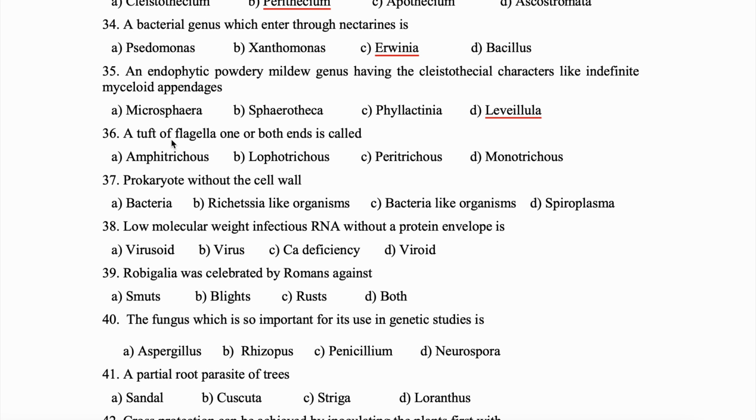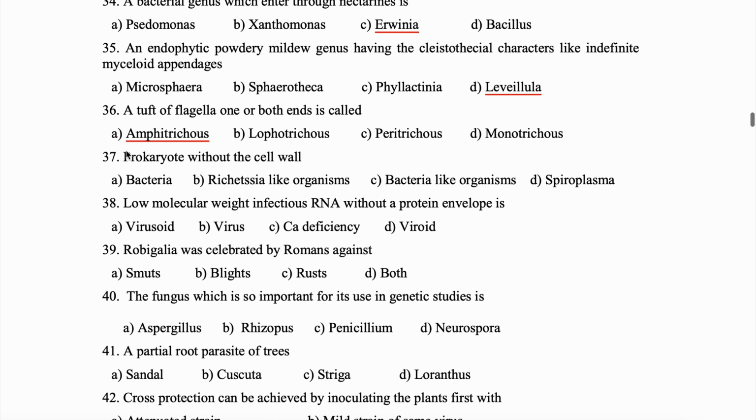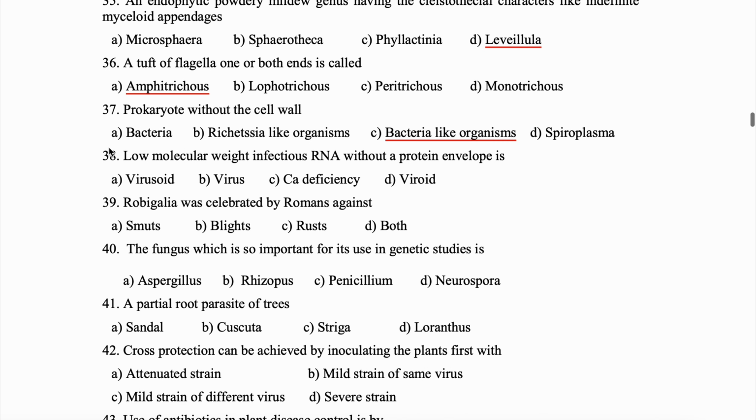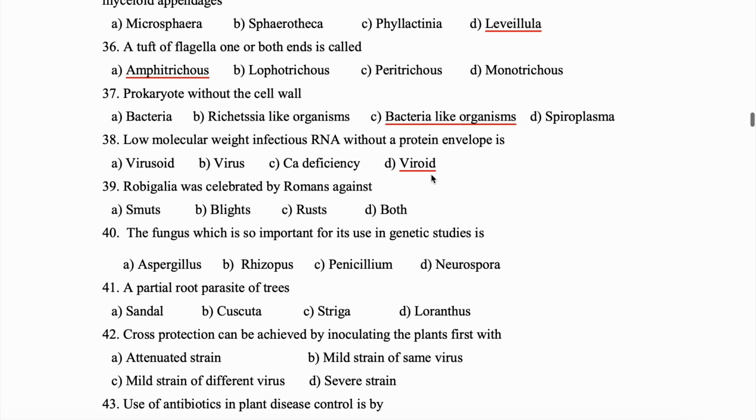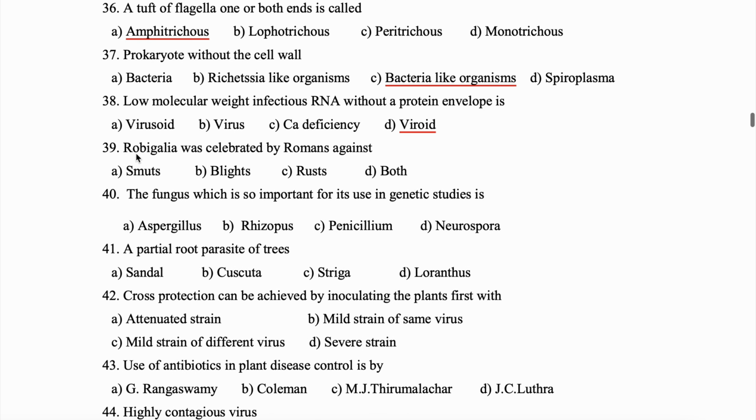Next question. A tuft of flagella at one or both ends is called amphitrichous. Question 37. Prokaryote without the cell wall. It is bacteria-like organisms. Next, low molecular weight infectious RNA without a protein coat. Okay, so it is devoid of protein coat. Answer is viroid.